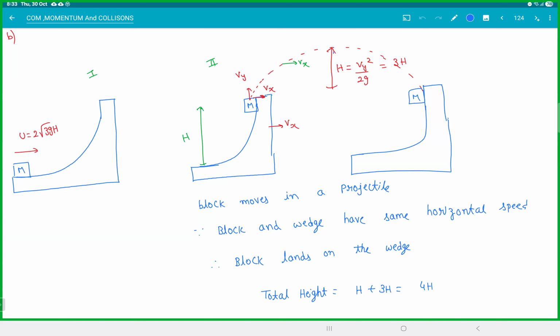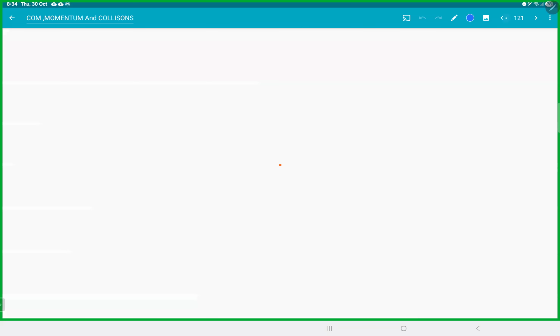Right, let's go ahead. So last time we started with momentum conservation. Let's go ahead with more problems.